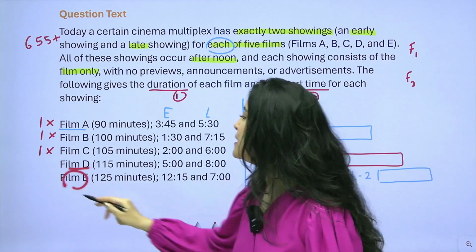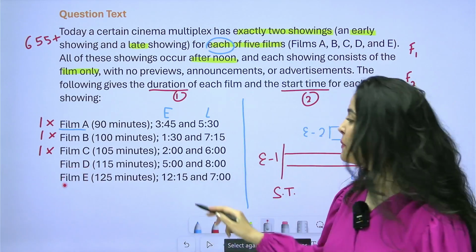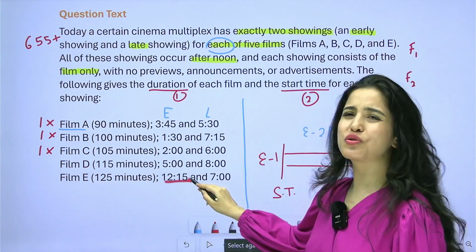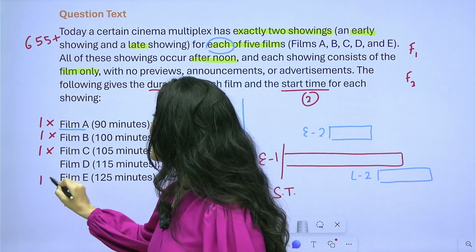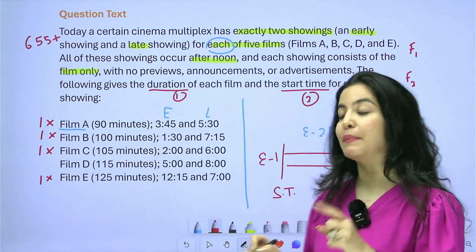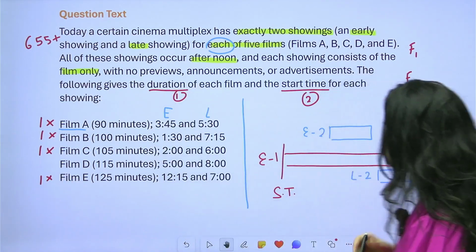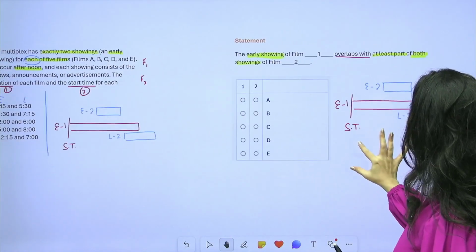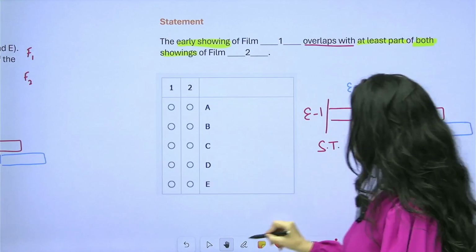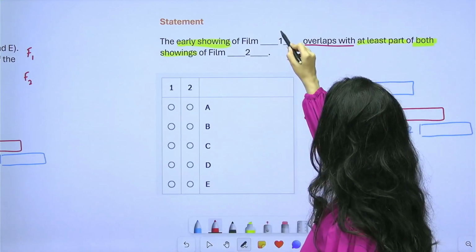You can similarly check for E, but you're going to find the same. This will end somewhere close to 2:15 and no show begins till then. So I already have my answer for the first blank. So I'm going to go and mark just this much first. Let's go to our table and here we go. So I now know that my first film is film D.